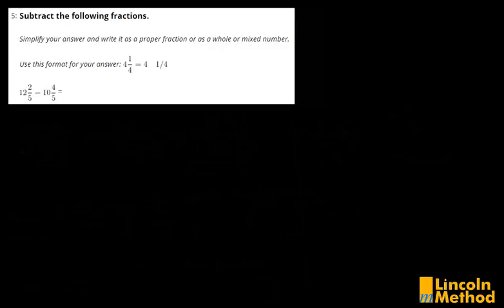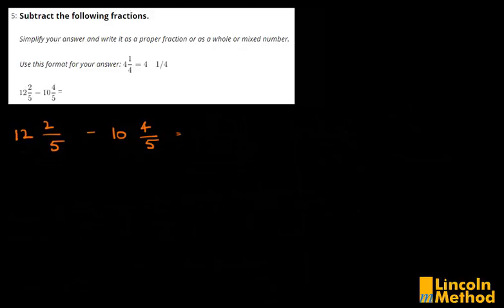Subtract the following fractions. Simplify your answer and write it as a proper fraction or as a whole or mixed number. 12 whole 2 over 5 minus 10 whole 4 over 5. Let me write this down here again so that we have enough space to work. Minus 10 whole 4 over 5.